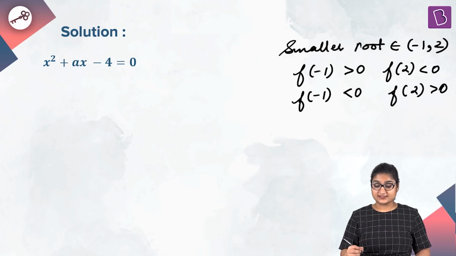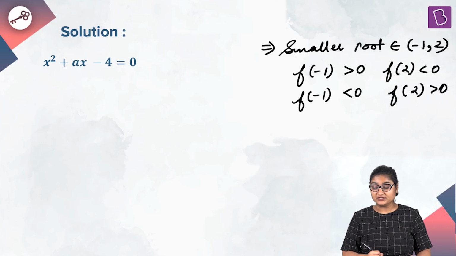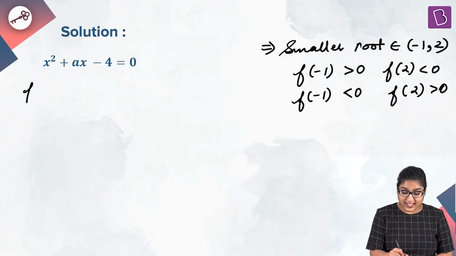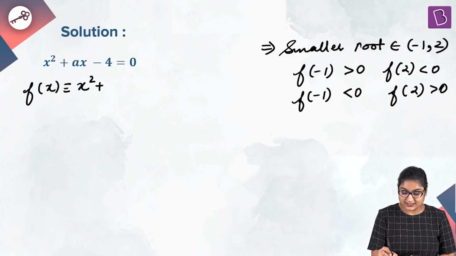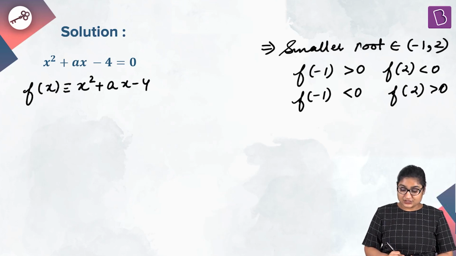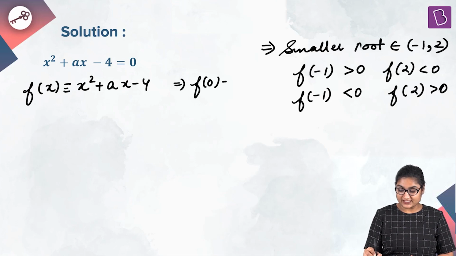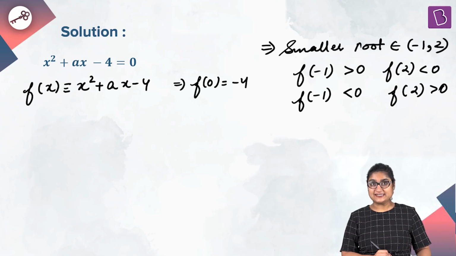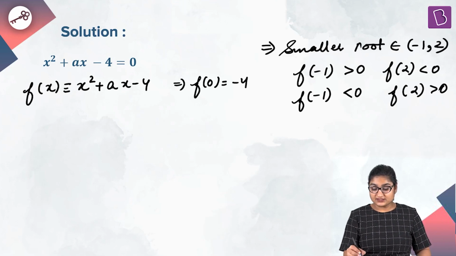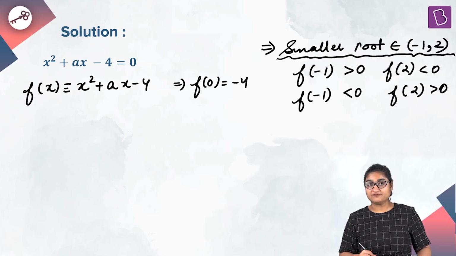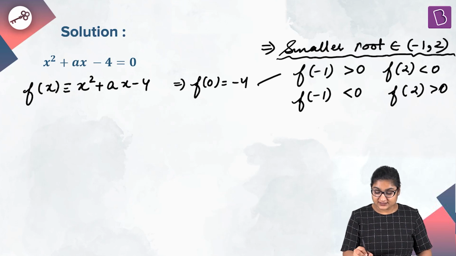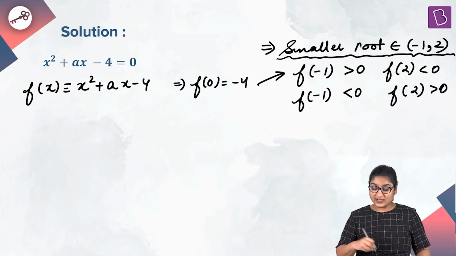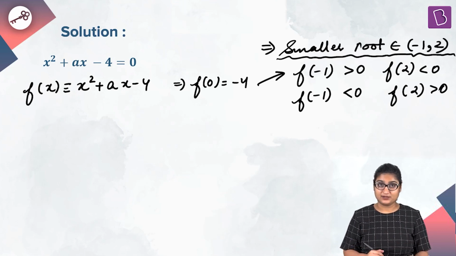But which of these two cases actually satisfies the condition smaller root belongs to the interval minus 1, 2? For that, we will calculate f of 0, where f of x is defined as x square plus ax minus 4. All right. So f of 0 is equal to minus 4. Now, as f of 0 is equal to minus 4, it is negative. That means now for this condition to hold true, smaller root belonging to the interval minus 1, 2, we have to consider the first case where f of minus 1 is greater than 0 and f of 2 is less than 0. Well, in the other case, we will have the bigger root lying in the interval minus 1, 2.